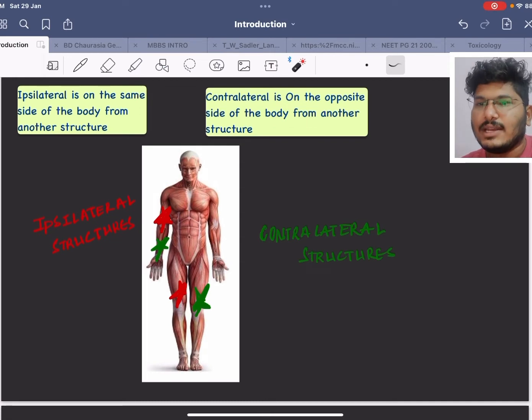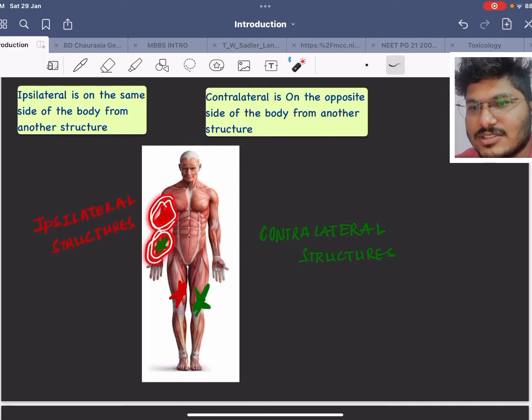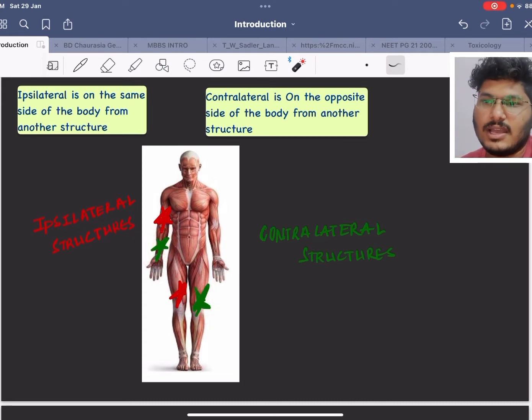So these are relative terms. For example, these two red structures are ipsilateral structures, that is, right hand and right leg. Right hand and left leg are contralateral structures, because they are opposite in relation to their position, or in relation to their region.